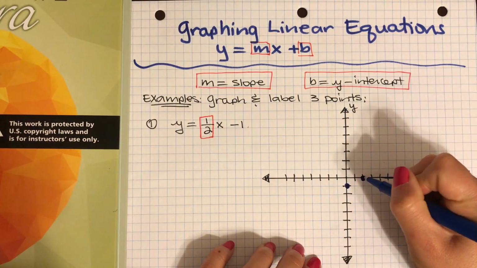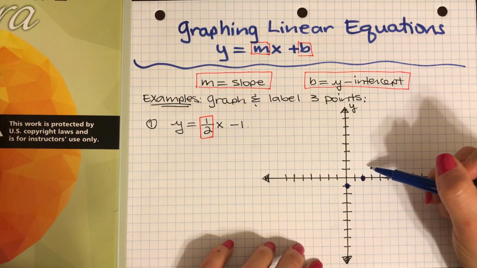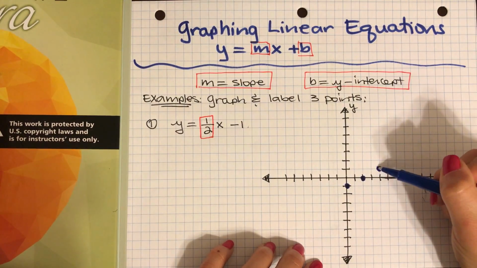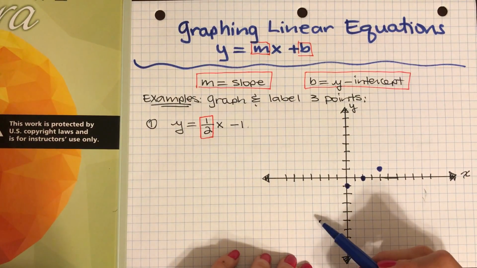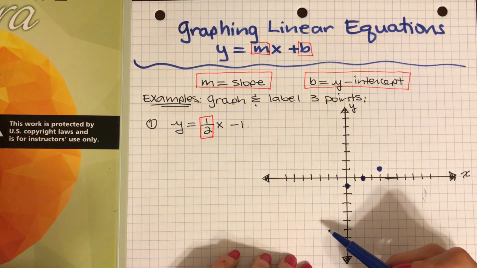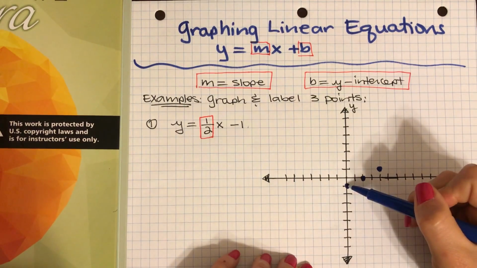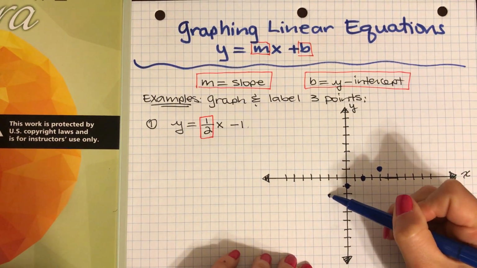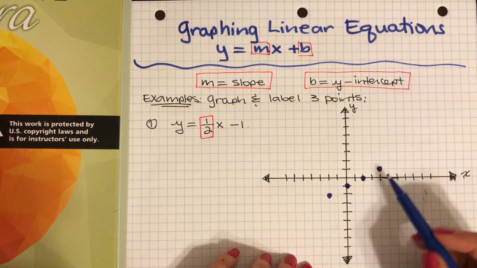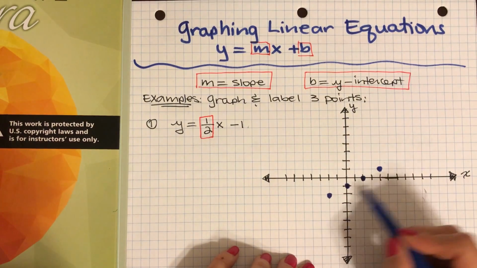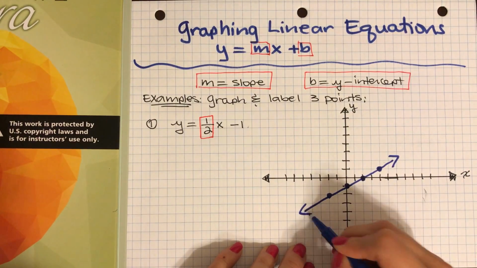So we have our second point. And then we're going to do this again, go 1 unit up and 2 to the right. If you want points at the bottom down here, then you would have to do the opposite steps. The opposite of up 1 and 2 to the right would be down 1 and 2 to the left. So you can do that as well. Once you have 3 points, then we just connect our graph and we have our straight line.